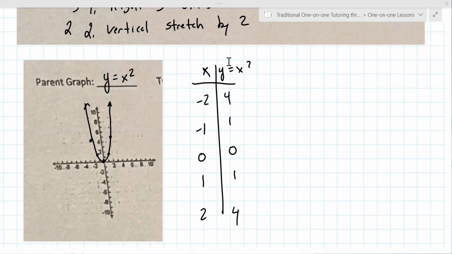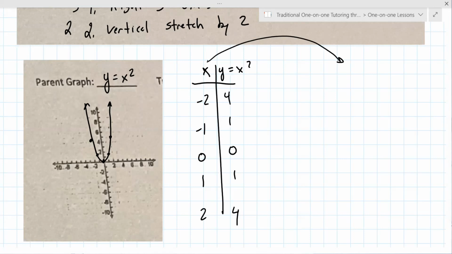Let me know when you get that down. Okay, I already got that down. Let me just make a graph of it. All right, I got that down.